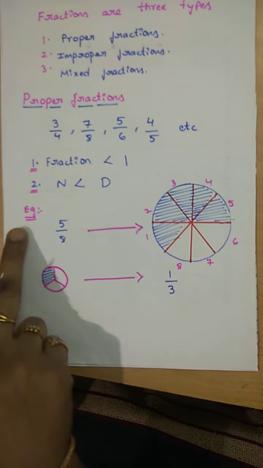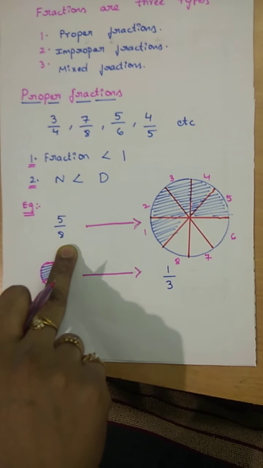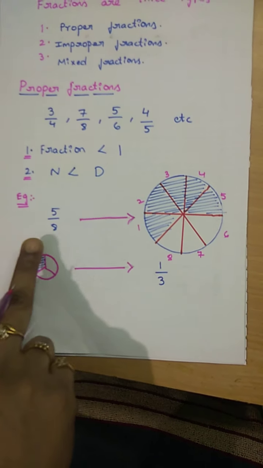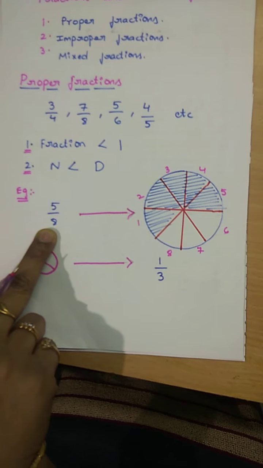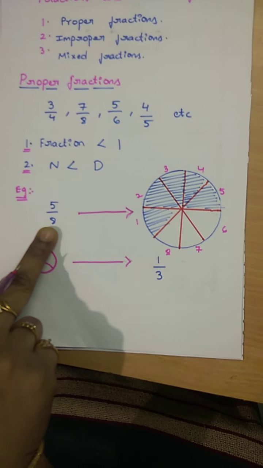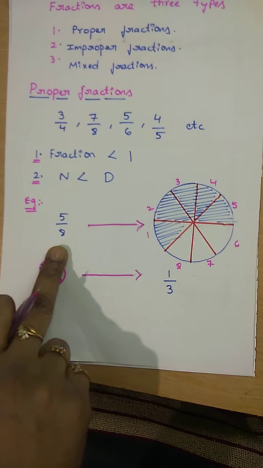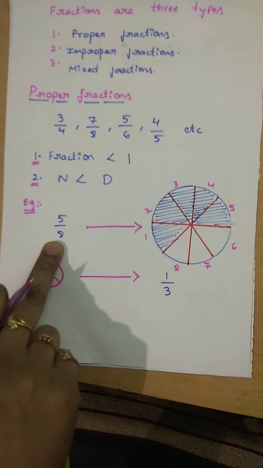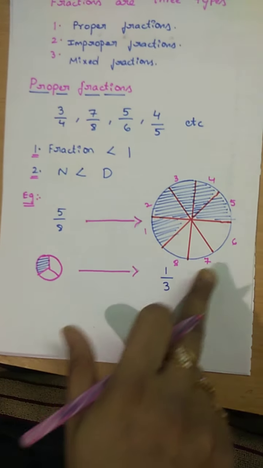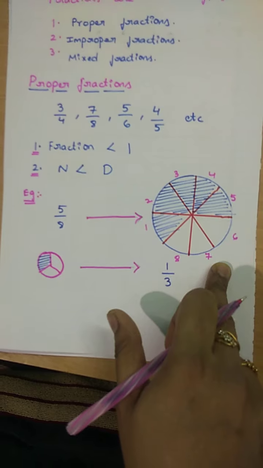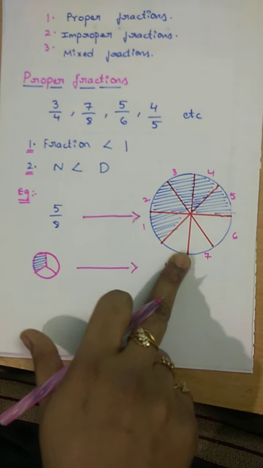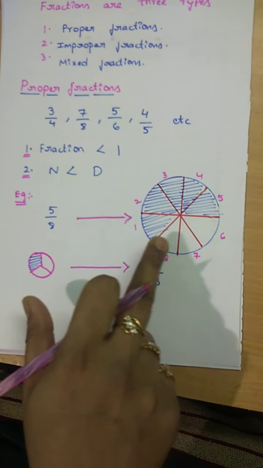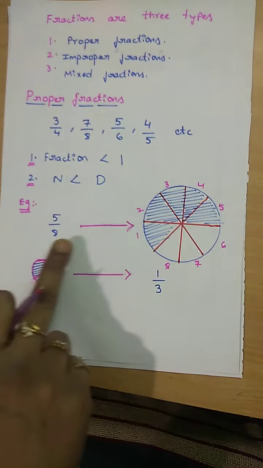Here we are taking two examples. First, we are taking the fraction 5 by 8, and now we are going to draw the picture for this fraction. If we divide the whole into 8 equal parts, then 5 parts are shaded. Here is the diagram for the 5 by 8 fraction.